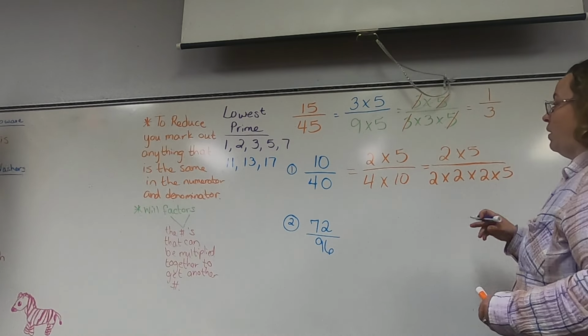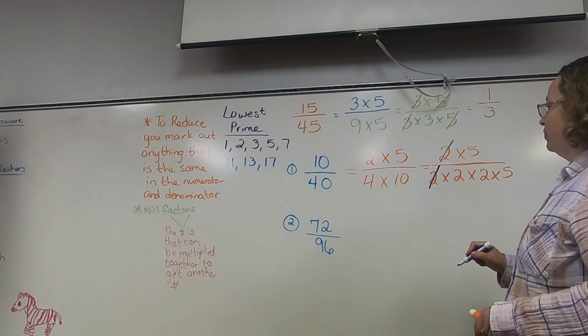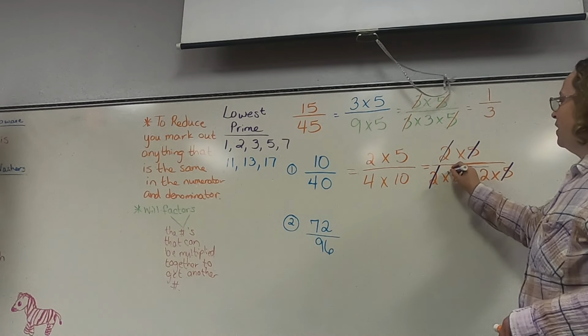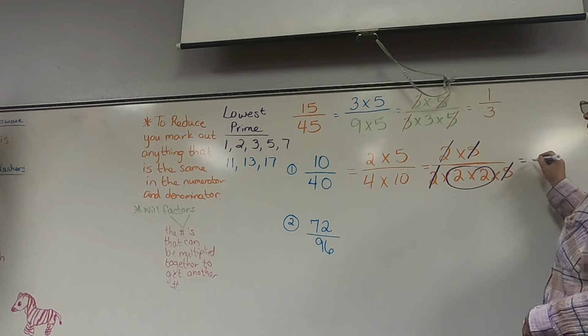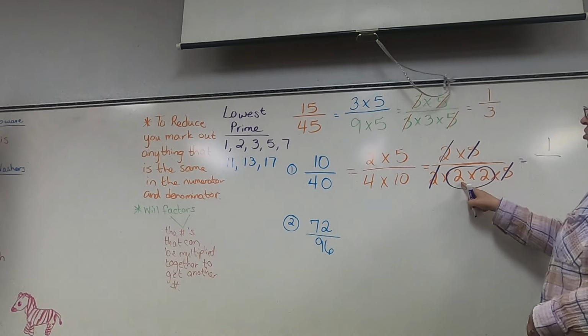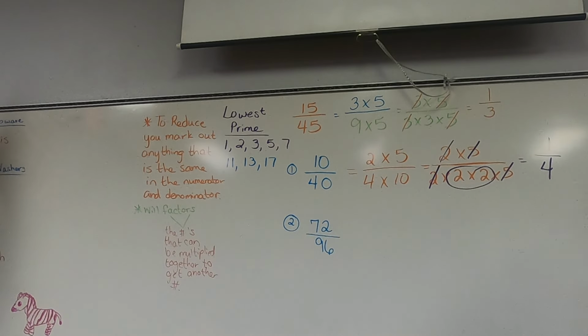All right, now we mark out what we have in common. We have a 2. We have a 2. We have a 5. We have a 5. When both of them are marked out, it's a 1 over 4. 2 times 2 is 4.